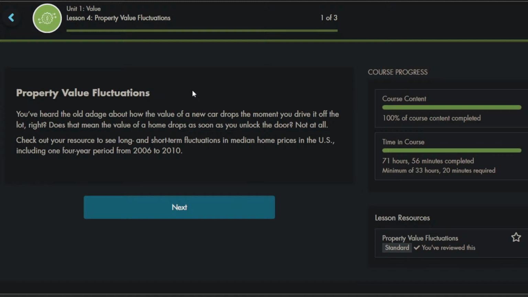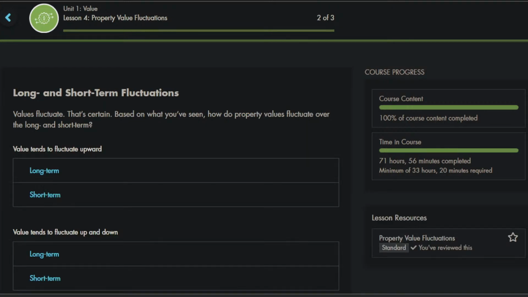Property value fluctuations. You've heard the old adage about how the value of a new car drops the moment you drive it off the lot, right? Does that mean the value of a home drops as soon as you unlock the door? Not at all. Check out your resource to see long and short-term fluctuations in median home prices in the U.S., including one 4-year period from 2006 to 2010.